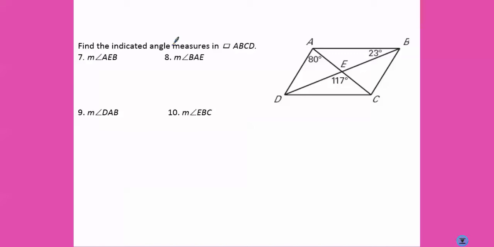Find the indicated angle measures in parallelogram ABCD. So it wants the measure of angle AEB. So A to E to B. That's this angle in here. Well, we don't even need to know anything about parallelograms for that because this angle and this angle are vertical angles. So it's 117 degrees.